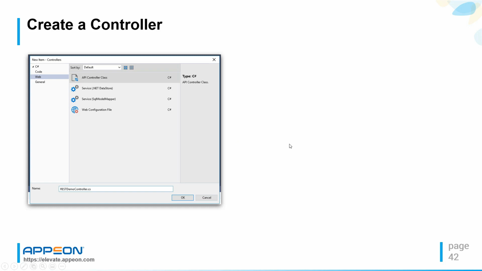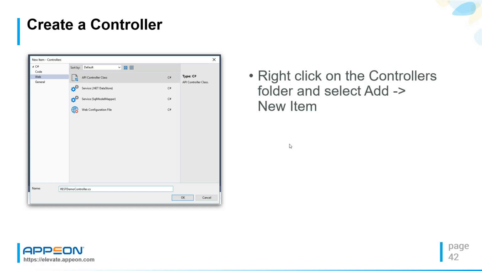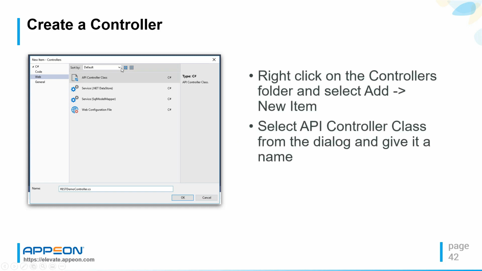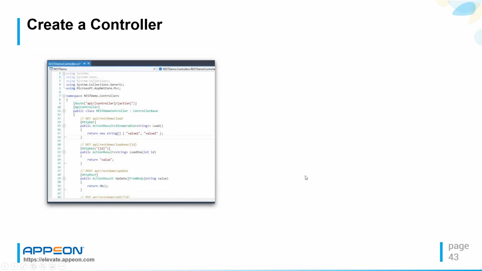So I'm going to go to my controllers folder, right click on it, select add new item, select API controller class, and what SnapObjects does is actually creates a template, even in this basic mode, that has a load one, an update, delete, add methods.